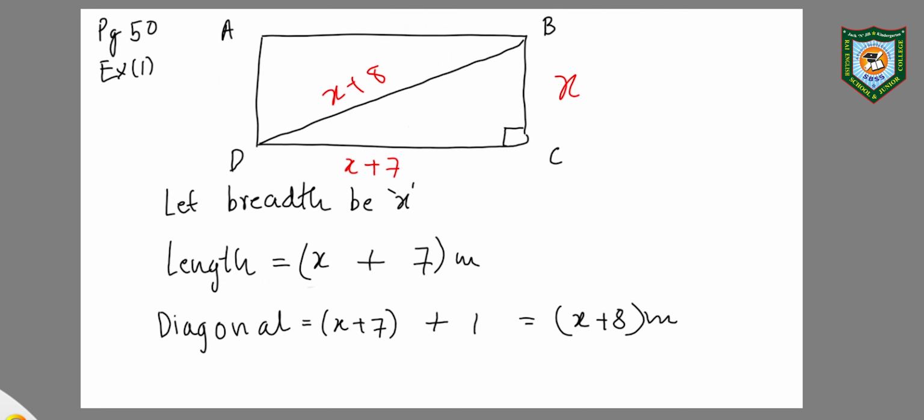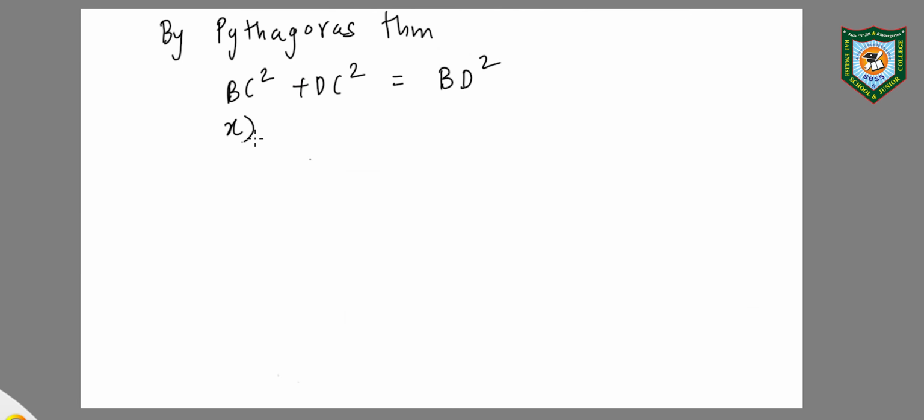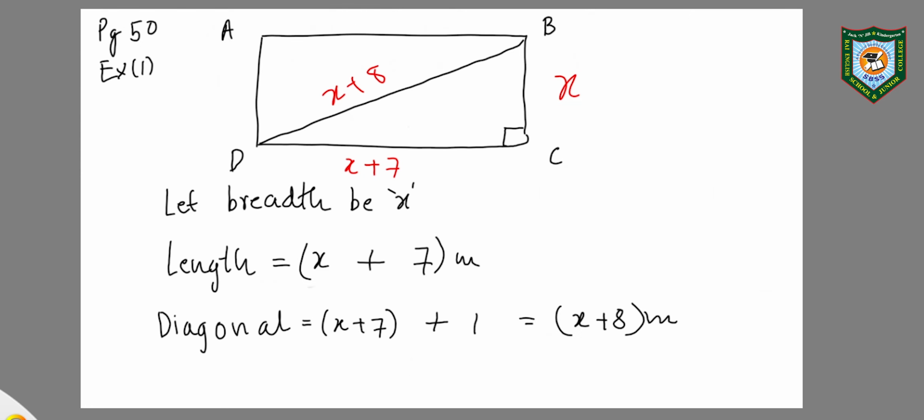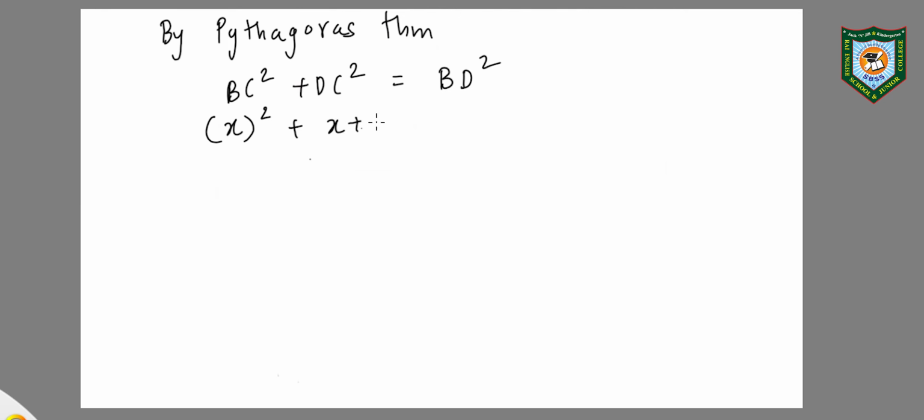So my BC value is x, so here it is x square, plus my DC value is x plus 7, so this is x plus 7 whole square, and my BD value is x plus 8, so this is x plus 8 whole square. Now all I need to do is to expand the brackets and solve them simultaneously.